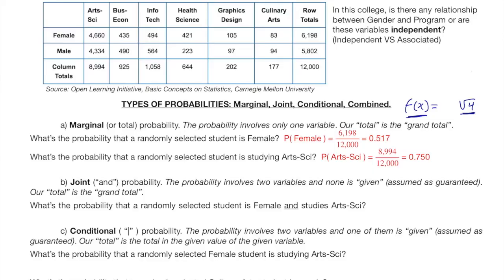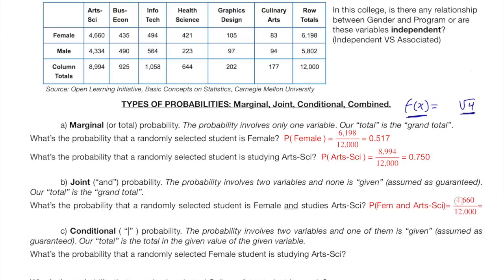The second type of probability is commonly called joint. It's the probability of two events happening together. Example: what's the probability that a randomly selected student is female and studies art sciences? Here we still work with all the students, that's why I say that our total is still the grand total, but now we involve two variables, gender and program. We want the student to be female and to be in art sciences. This is the question in mathematical notation, and this is the answer.